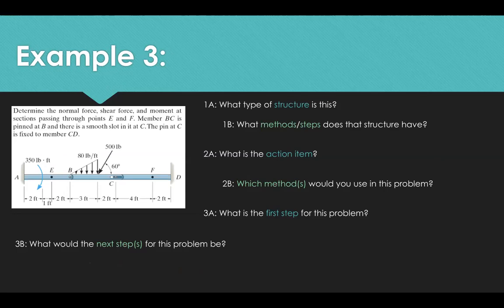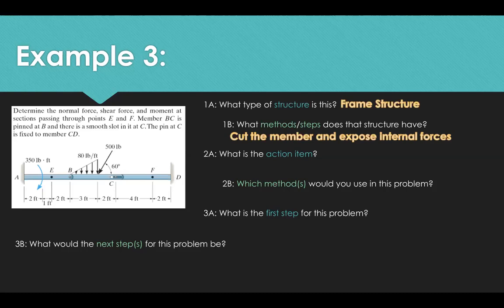All right, what type of structure? The frame. What method or steps does this have? It's the same as the last one. Yep. Just pulling the pins and cutting the member. So you do pull the pins for frames. This one, since it's an internal forces question, is the method I was talking about when I wrote this. It's asking you for the internal forces, so you cut the member and expose those.